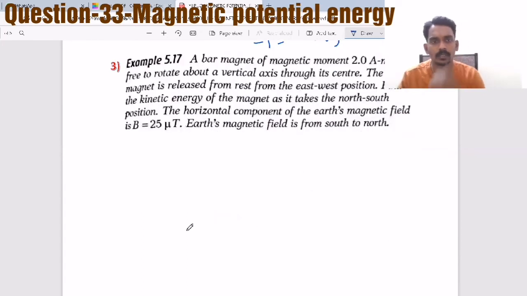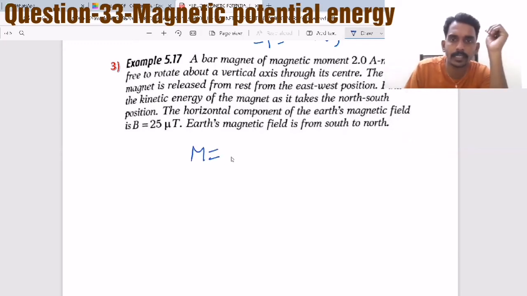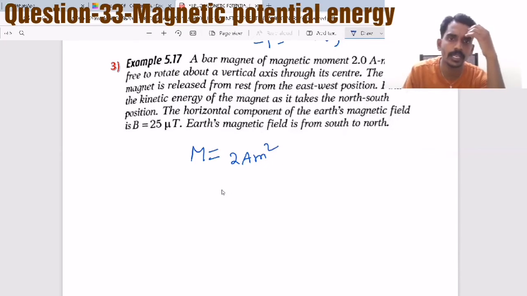Now another question: a bar magnet of magnetic moment 2 ampere meter square is free to rotate about a vertical axis through its center. The magnet is released from rest from the east-west position. Find the kinetic energy of the magnet as it takes the north-south position. The horizontal component of the Earth's magnetic field is 25 microtesla. Earth's magnetic field is from south to north.